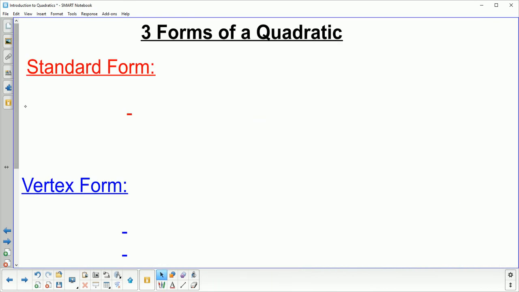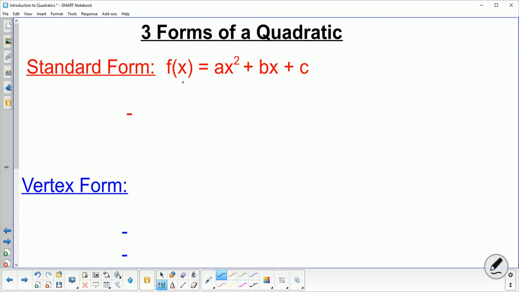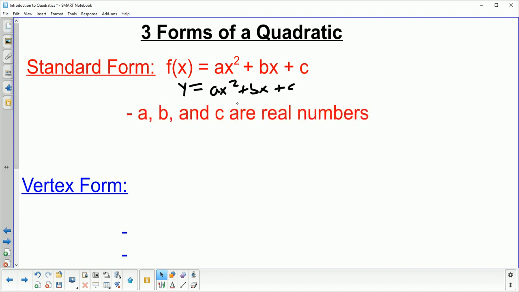Okay, the three forms we have then, so the first one is just going to be f of x, and remember we talked about this at the beginning of the year. It's called function notation. It essentially means the same thing as just y equals ax squared plus bx plus c. We're going to use a lot of f of x in this chapter. You will see some y as well. And so this is just when we have a, b, and c are some numbers. The variables stay as x and y.